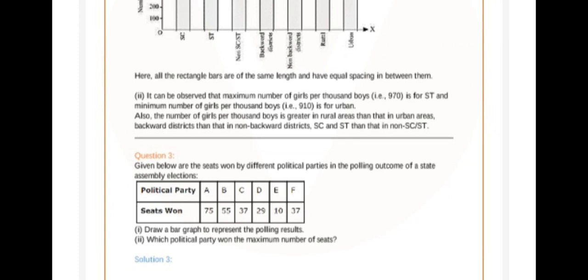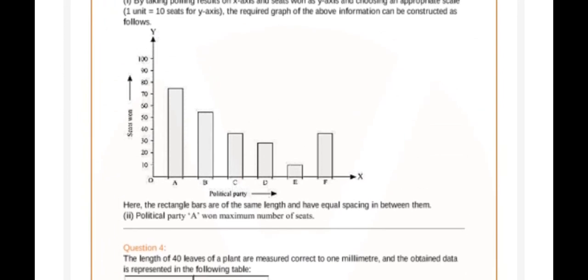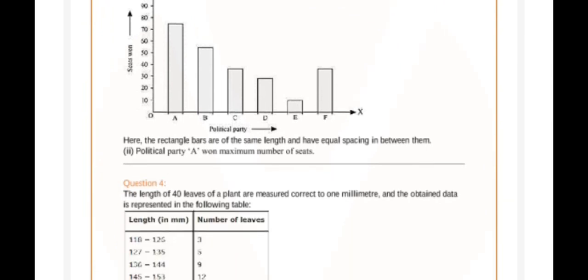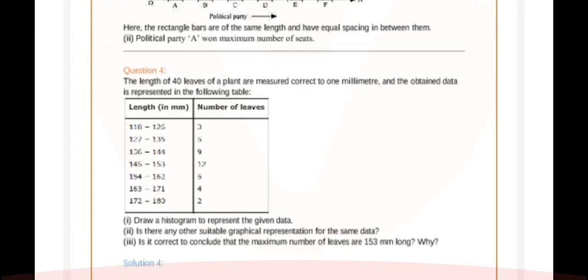Political parties A, B, C, D, E, F they have given, and the seats won are 75, 55, 37, 29, 10, 37. Which political party won the maximum number of seats? It is 75, so A won the maximum number of seats. Like this you have to draw the graph. Political parties A, B, C, D, E, F, you have to write up to the number. Here you have to write 10, 50, 100. You have to decide by seeing the question how much you want to write, and you want to make this in centimeters.